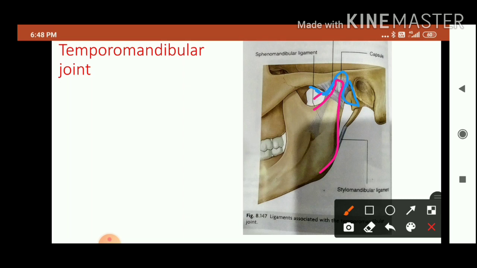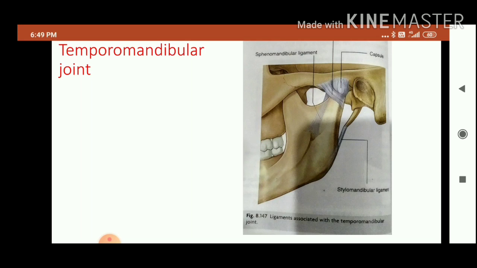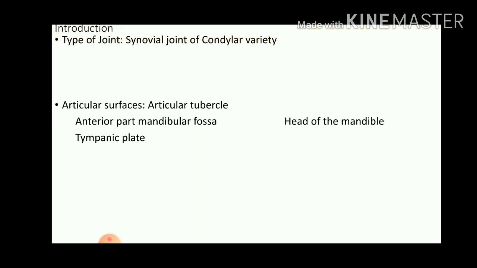So we have the articular tubercle right here, the mandibular fossa, and the tympanic plate, and this mainly forms the ellipsoidal groove, into which the condyle, that is the head of the mandible, is housed to form the temporomandibular joint, which is a condylar joint.